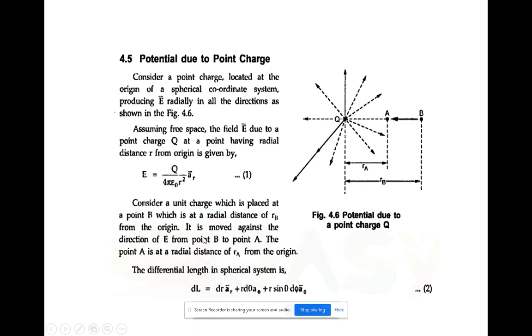And then it is moved against the direction of E. The electric field is in this direction, and I am going to move the unit charge opposite to the electric field, like this, from point B to point A. Now I have moved this unit charge from point B to A. The unit charge was at point B, and I move it opposite to the electric field in this direction. Now at point A, the distance from the point charge is R_A. Okay.